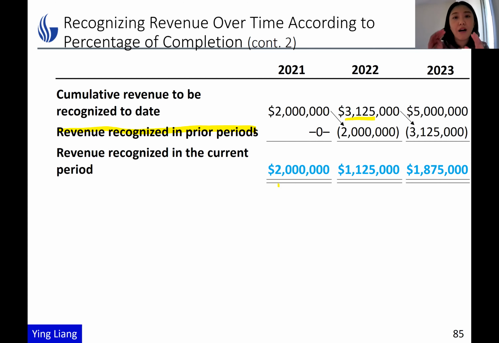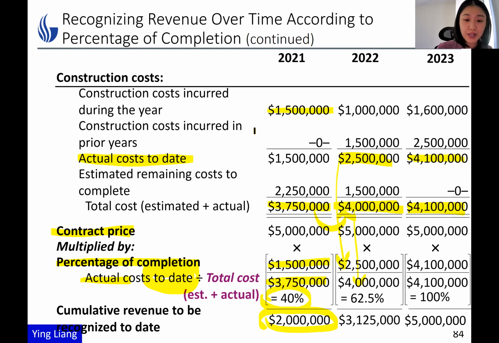But again, all the complication, in addition to what we've learned, is just that the numbers are a little bit large, and you are given a table instead of just lines of information. But really, there's no complication. You find the actual cost incurred, and you divide it by total cost. You get the percentage. You use the percentage times the contract price or total revenue. Then you get the cumulative. Do the difference, and you will get 2022 and 2023's revenue.